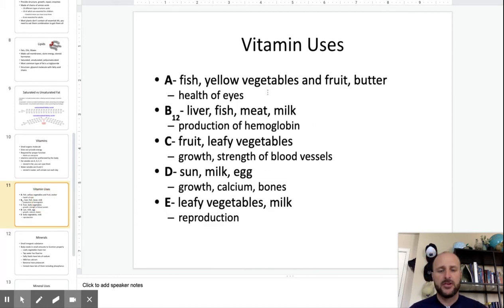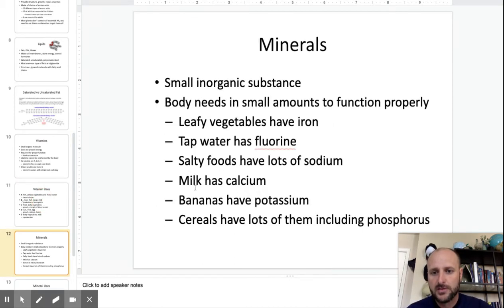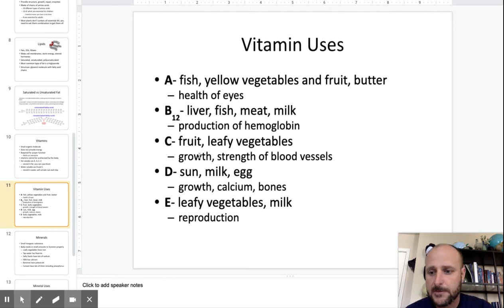Here's an example of vitamin uses. I can let you read those. You do have to know some of those for the test.